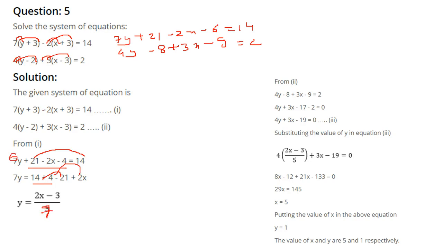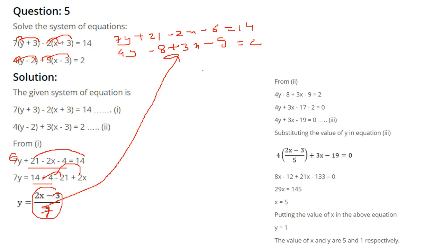Let us assume that it is 7 because we are writing it 5. Either it is 7 or you just have to understand the procedure. It doesn't matter whether it is 7 or 5. You have to understand that y has to be written like this, (2x minus 3) by 5 or 7. Now this has to be replaced in this equation. How? This is 4y minus 8 plus 3x minus 9 equal to 2.